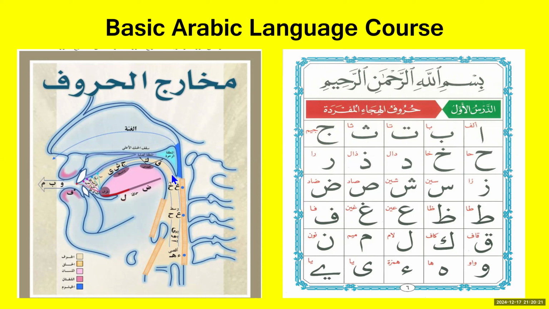Okay. Next, Harish Kumar. Alif, ba, tha, sa, jim, ha, kha. Very good. Harsha. Okay. Kumari Vijay.